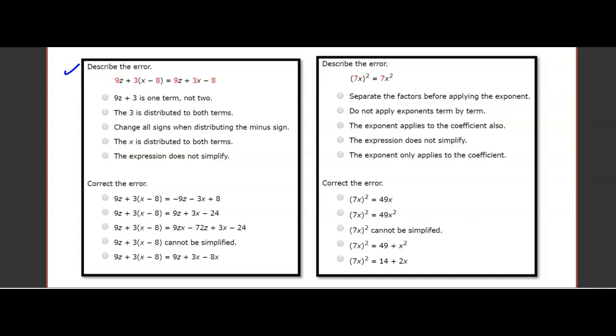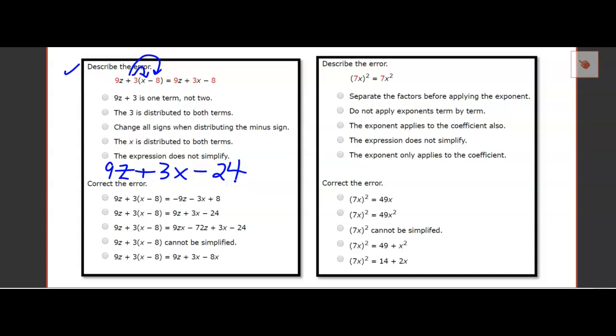On the left-hand side, I've got 9z plus 3 and then parentheses x minus 8. Well, that 3 in front of the parentheses indicates we need to multiply. We're going to distribute the 3 to the x and the 3 to the 8. It distributes to both pieces in that set of parentheses. When I do that, I would have a 9z on the left plus 3 times x, which is 3x, minus 3 times 8, which is what? 24.